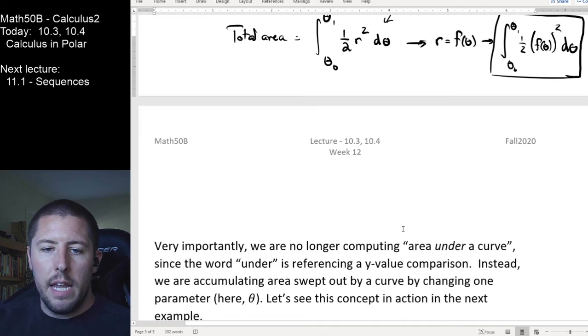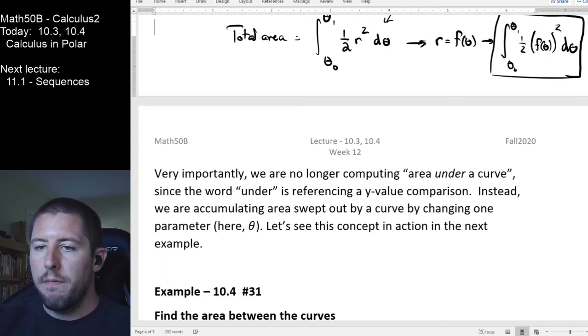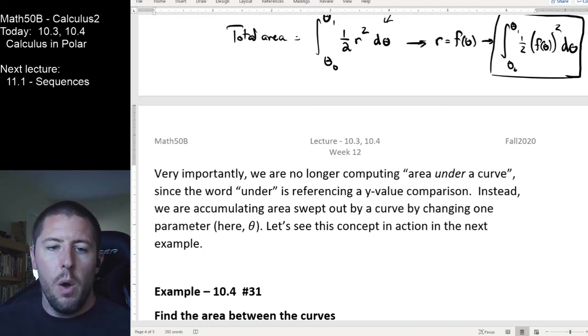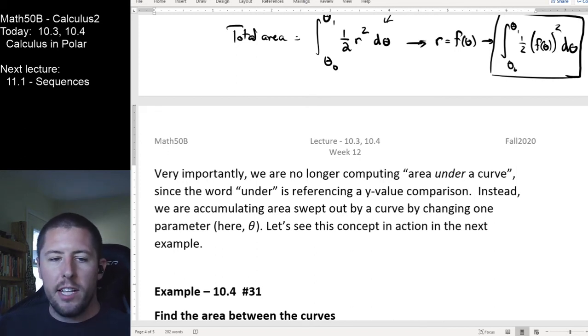Now, there's one little technicality that we want to be very careful of here. Very importantly, we are no longer computing area under a curve. When we use the word under, that is us making a vertical comparison between two things. Under is a comparison of y values. You can't talk about under and talk about any value other than y. It's not an x thing, it's not an r thing, it's not a theta thing. That's a y thing, to be under something. We're not talking y stuff anymore, so talking about this as area under a curve is no longer appropriate.